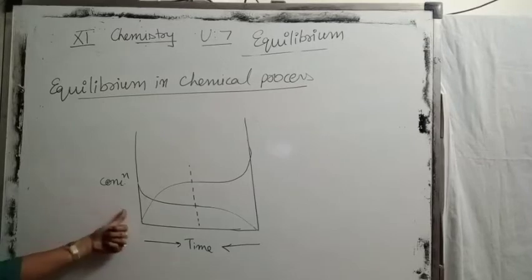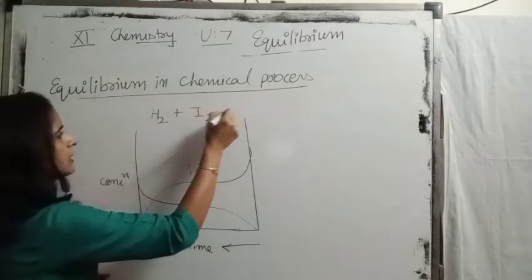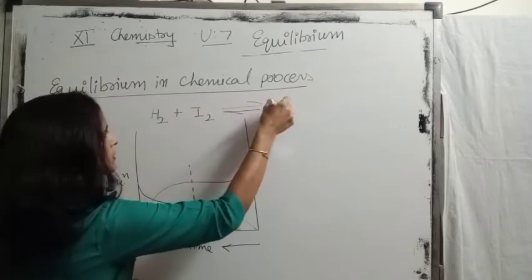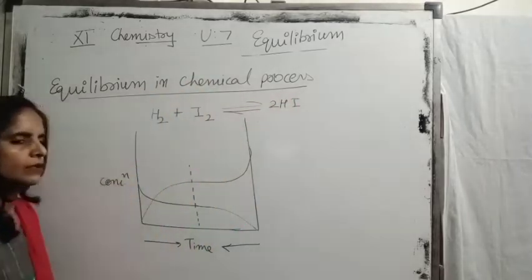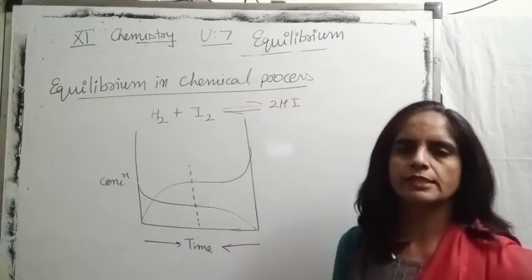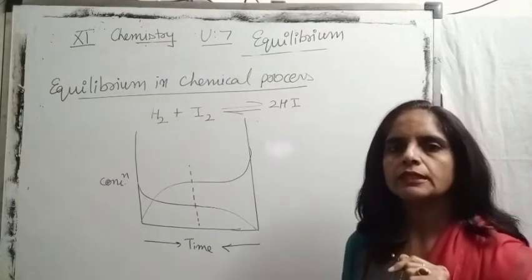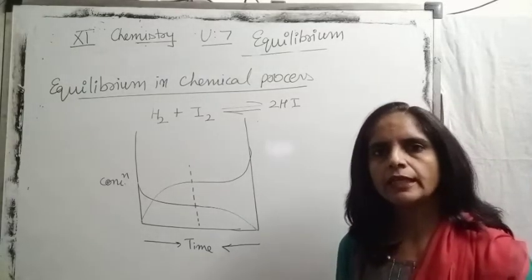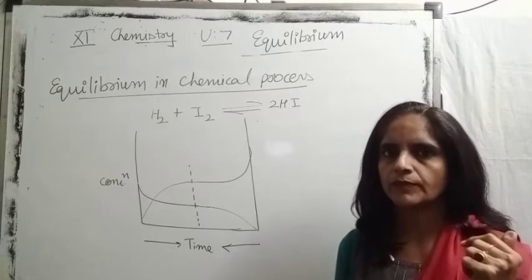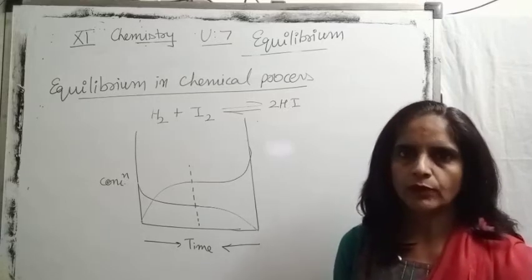Yes, now with the help of this graph, children, we are discussing one more feature of equilibria. Just take the example of the reaction between hydrogen and iodine to give 2HI. Now, just try to recall the features of equilibria which we discussed in the beginning of this lecture. There was one feature that equilibria can be attained from any direction, meaning we can attain it from the forward direction as well as from the backward direction.